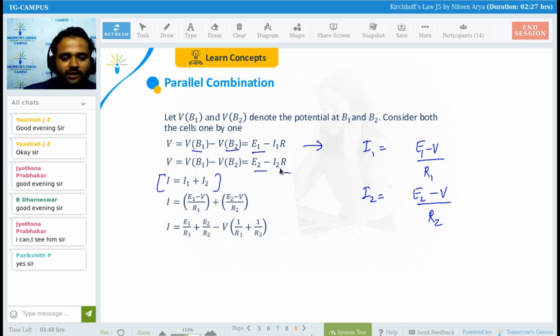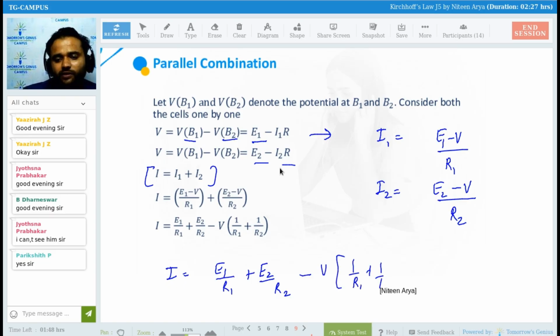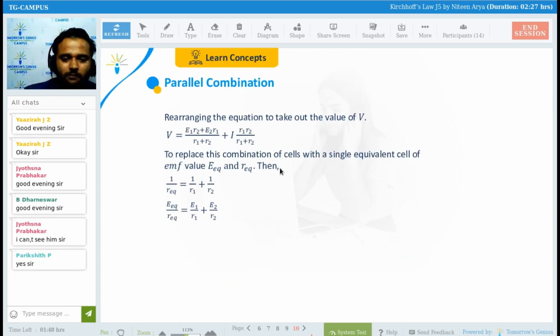Okay, so combining this, this becomes E1 by R1 plus E2 by R2 minus V times (1 by R1 plus 1 by R2). Resistance is going to be found the same way. E equivalent by R equivalent is E1 by R1 plus E2 by R2, and R equivalent is going to be in this way. Okay, so rearranging this term, now what is this?